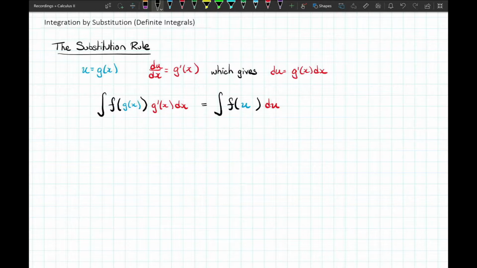And what we're going to be changing here now is, of course, we're going to make this a definite integral. Say that we want to integrate from x equals a to x equals b. Well, if we were to not worry about changing the variable, then the antiderivative of this would be some antiderivative of f, let's call it capital F, at g of x. Of course, you can check that with the chain rule.